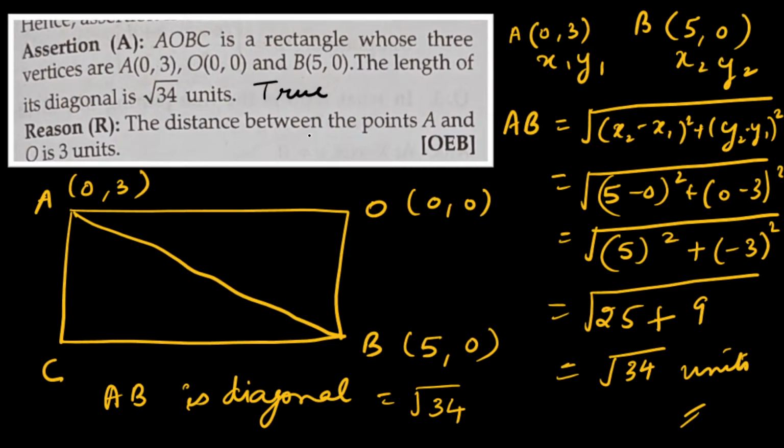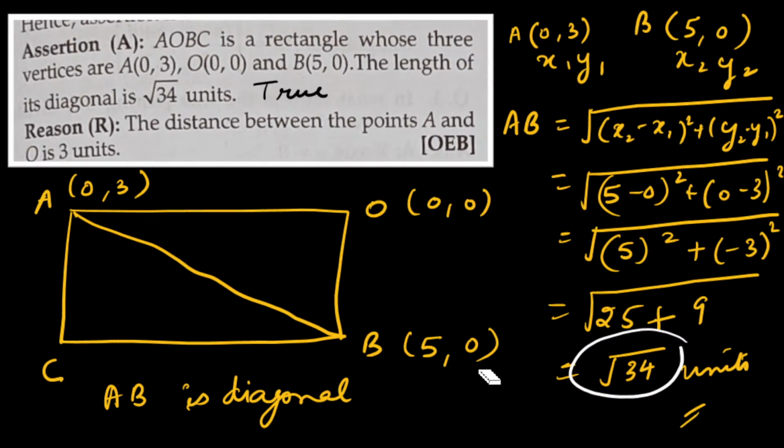The distance between A and O is 3 units. So the distance between A and B is not 17, it's root 34. The square root value of 34 is not 17, although I will teach you in the next few classes how to find square root also, square root by long division. Here square root 34 is not 17. It will have a different value.